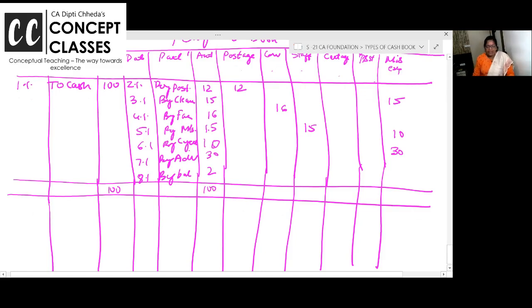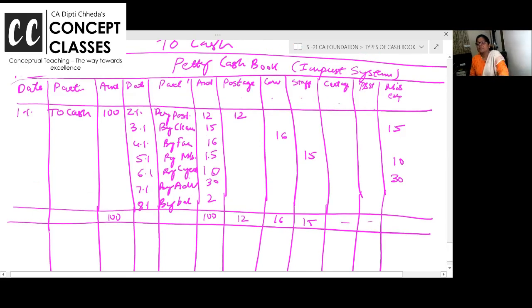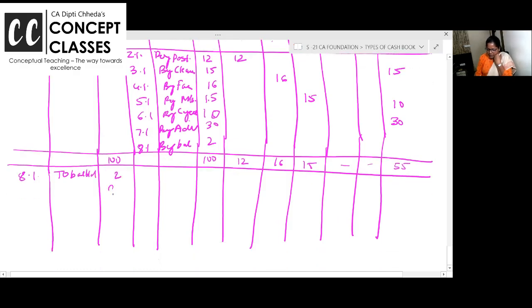Out of 198 they have spent 2 rupees. And expenditure detail is here. Now, bring it down on 8th of January, balance brought down 2 rupees. Again get 98 rupees from the cashier. I hope you all are getting, because this is Imprest system, same amount what you have spent, you will be reimbursed.